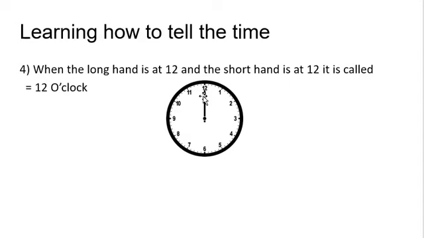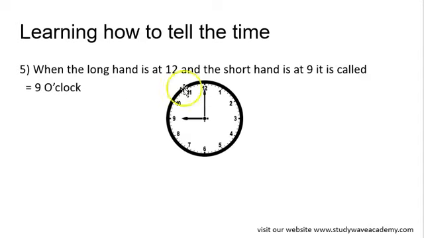Are we ready? Good. We have here, when the long hand is at 12 and the short hand is at 9, it is called what? Can you help me with this? The time will tell us. It is what? 9 o'clock.